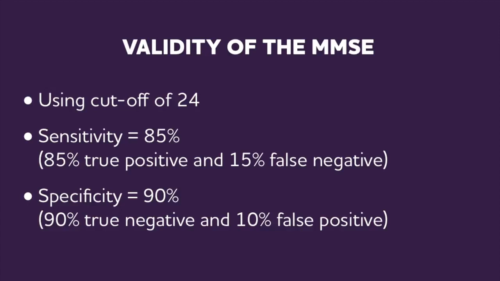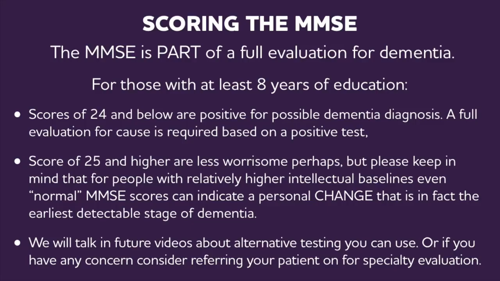Keep in mind, your clinical judgment of the patient's baseline risk and degree of change is important in addition to screening tools. For those with higher education levels, higher cutoffs may be appropriate. Let's review the scoring of the MMSE. Scores of 24 and below are positive for possible dementia diagnosis. A full evaluation for cause is required based on a positive test.